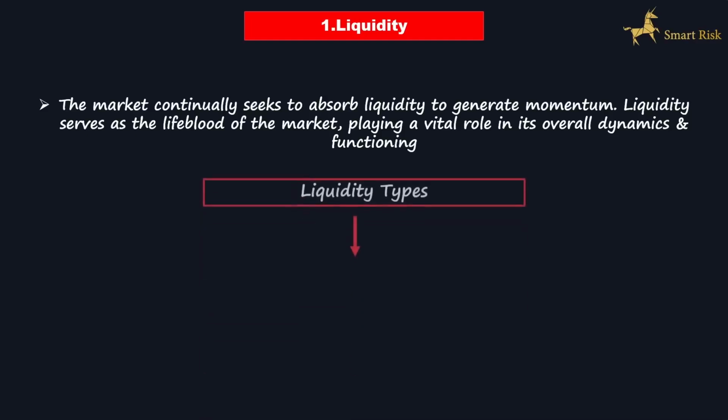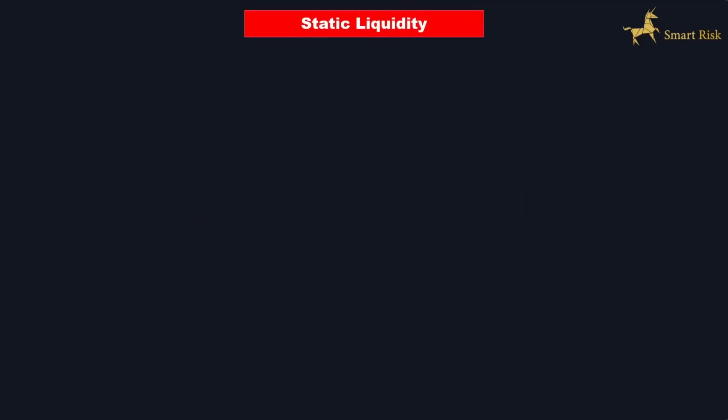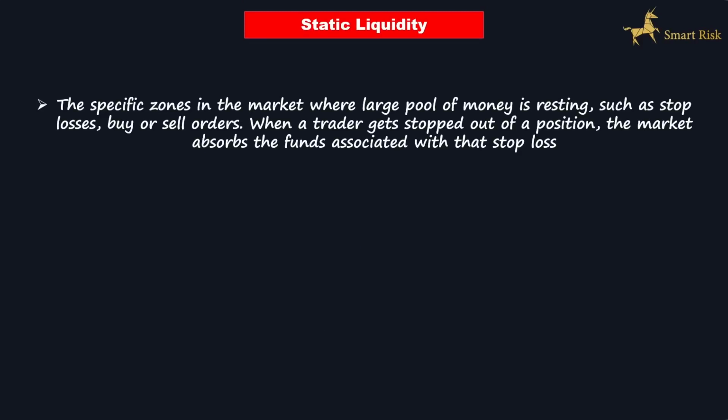We can categorize liquidity into two separate types: the static and dynamic liquidity. Let's have a brief explanation of them. Static liquidity refers to the specific zones in the market where a large pool of money is resting, such as stop losses and buy or sell orders. When a trader gets stopped out of a position, the market absorbs the funds associated with that stop loss.